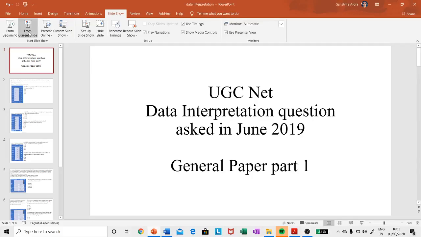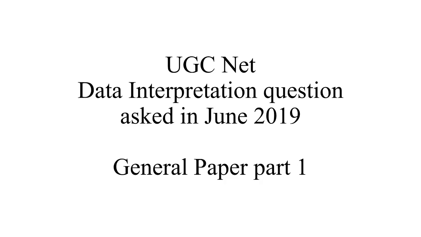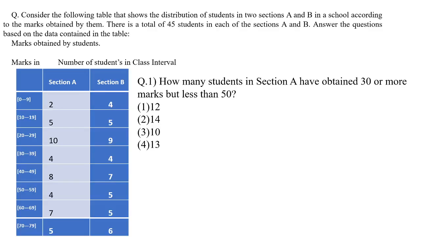Hello friends, today we will start with a UGC NET data interpretation question asked in June 2019. These are questions asked in the general paper. So you can see question number 1. Before going through the questions, first we read the above.